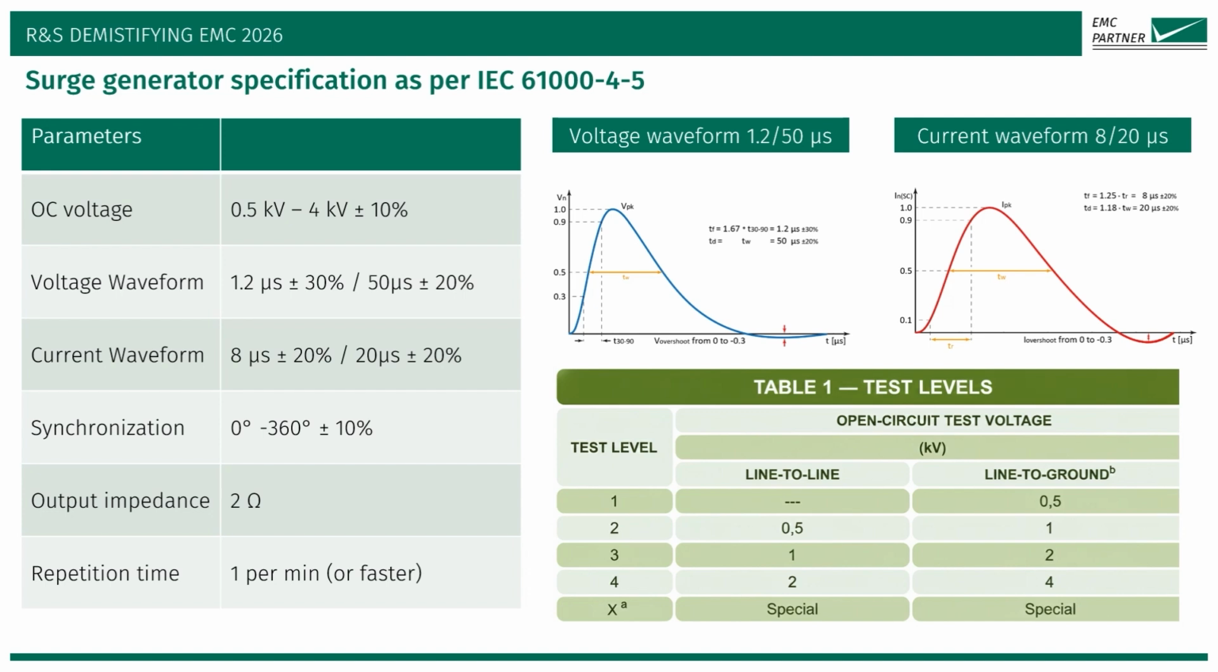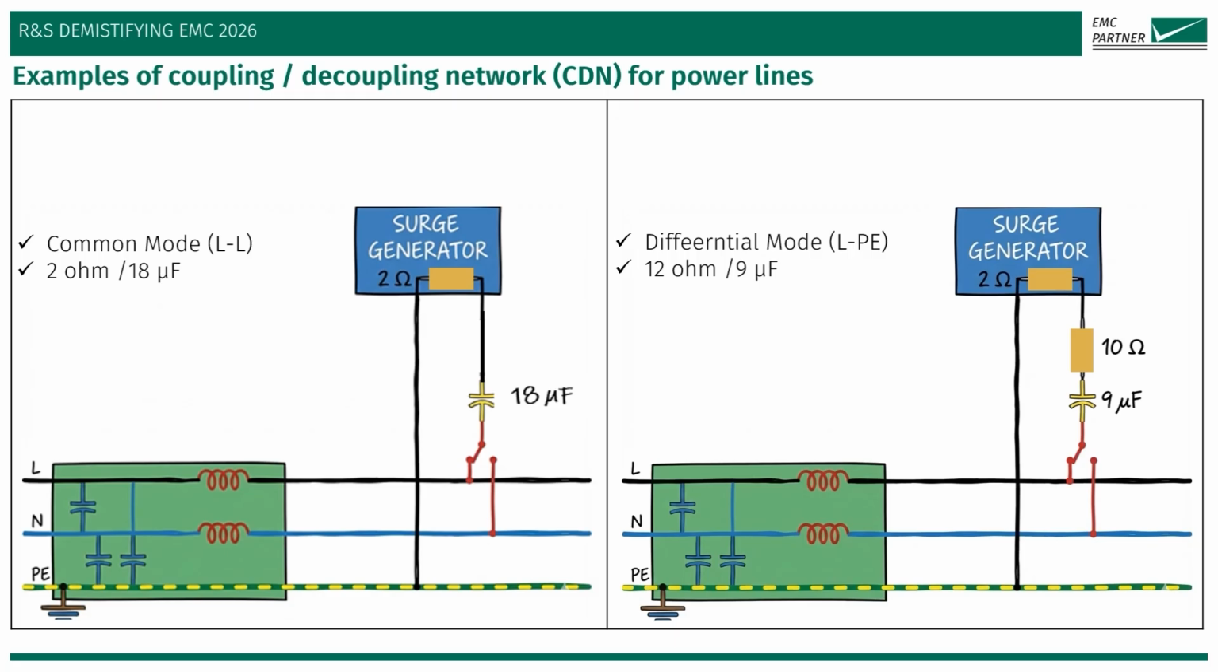As shown in the parameters table, the generator must support an open circuit voltage from 500 volt up to 4 kilovolt with an output impedance of 2 ohm. Finally, table 1 details the standardized test levels for line-to-line and line-to-ground configurations, ensuring the device meets requirements up to 4 kilovolt. Here you see the one-phase coupling decoupling network configurations as defined by the standard.